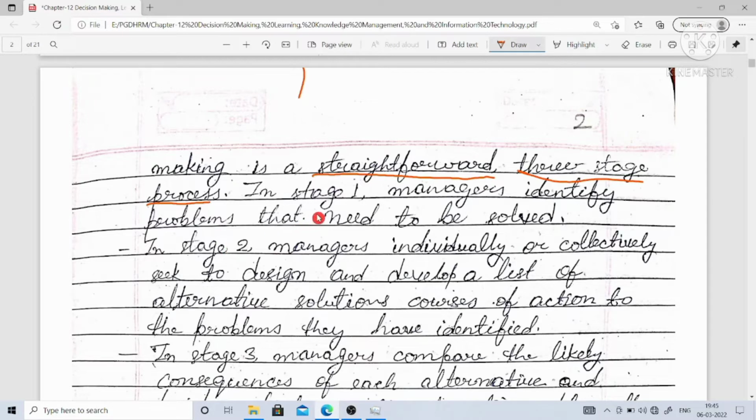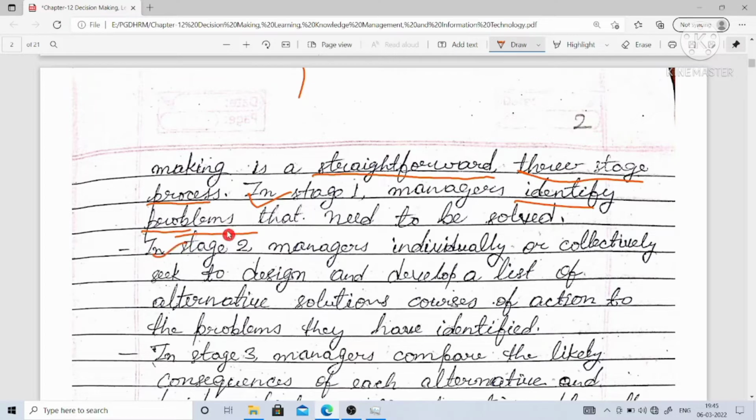So in the rational model of decision making, this is a straightforward 3-stage process. In the first stage, managers identify the problems. It means identification of the problem that needs to be solved. This is the first stage.